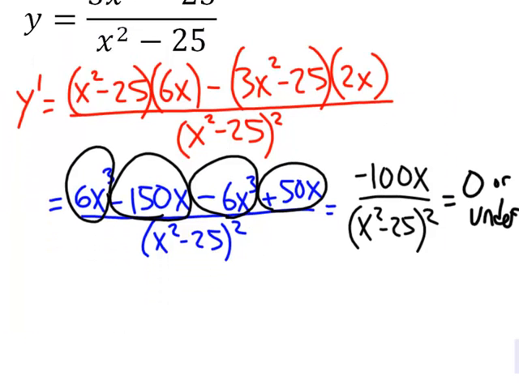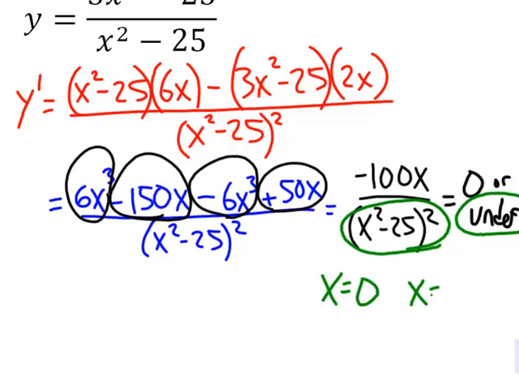And I ask the question, what's going to make that numerator equal to 0, which would make the whole derivative equal to 0? Well, that would be when x equals 0, right? And as for what makes the denominator equal to 0, which would make the whole derivative undefined, that would be x equals 5 or negative 5. However, let's recall that that's where our asymptotes are. So remember, 5 and negative 5 are not even in the domain of the function. Therefore, they technically are not critical numbers.